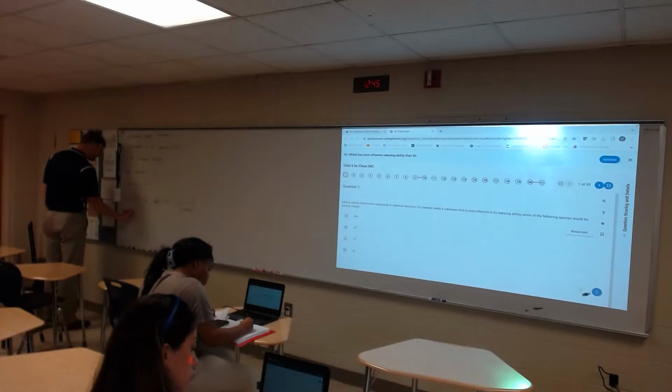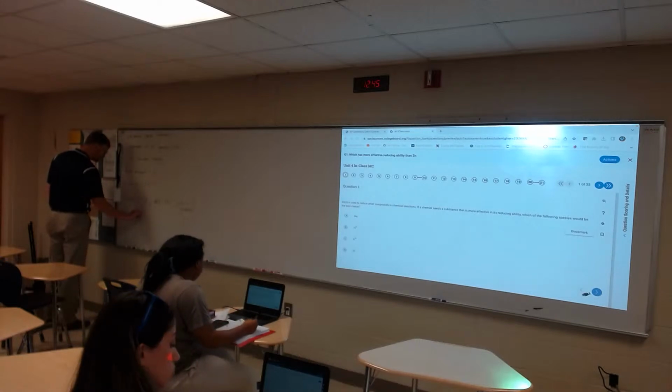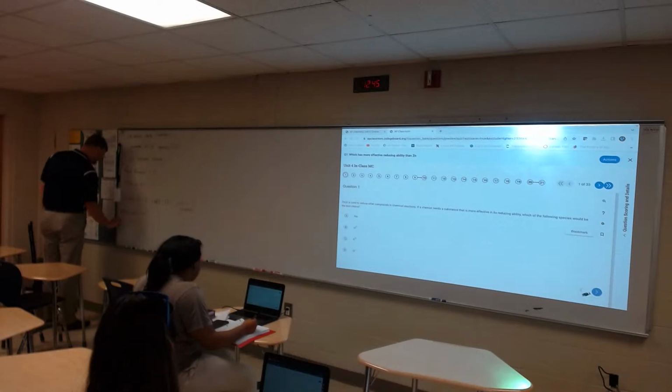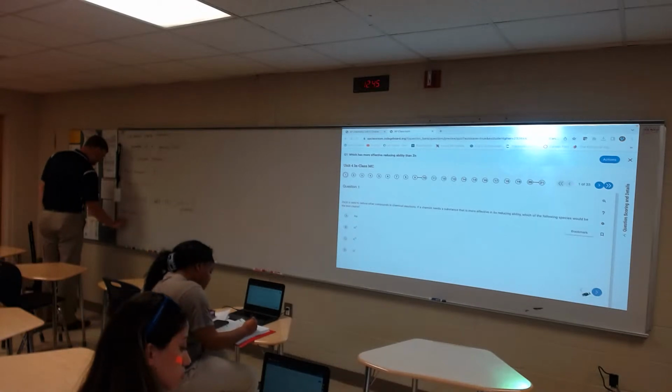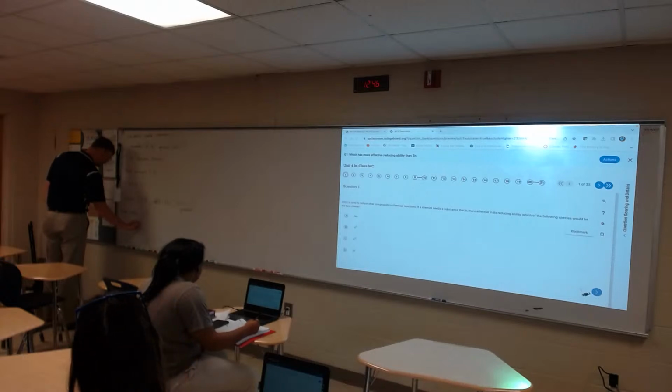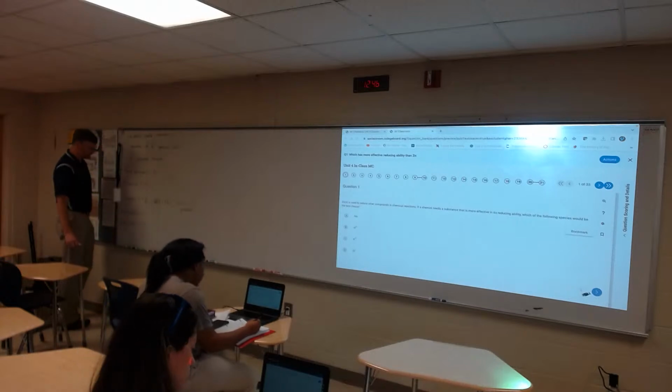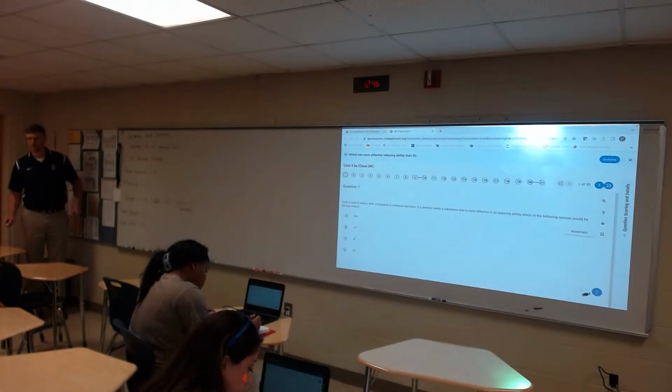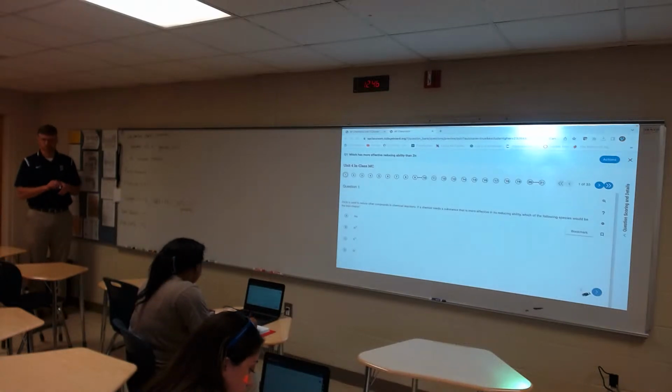Alkali metals, what column is that? First, good. Alkali earth metals, second. Okay. Alkali metals is going to be +1. Alkali earth metals is going to be +2.